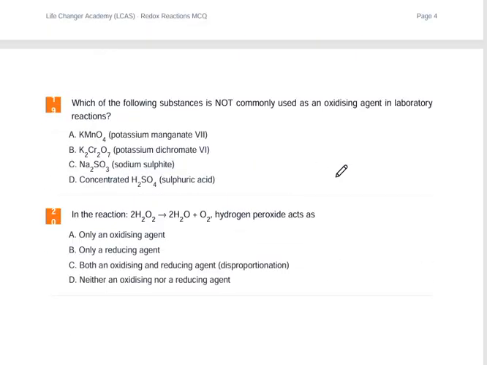Then finally, which of the following substances is not commonly used as oxidizing agent in the laboratory? This is oxidizing, this is oxidizing, this is oxidizing also. Conc H2SO4 can be used. So the answer is this, C. C is not commonly used as an oxidizing agent.